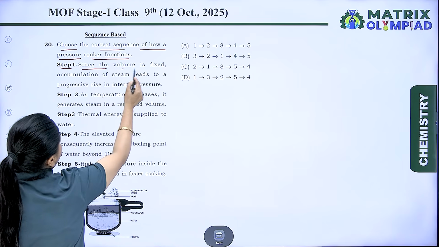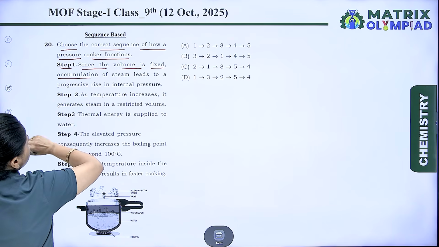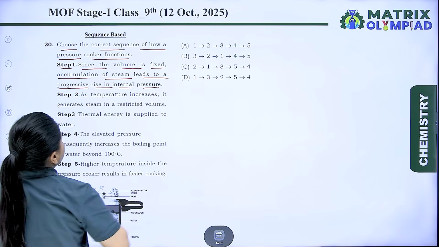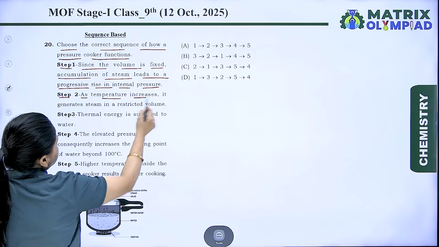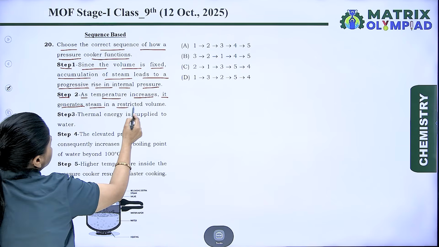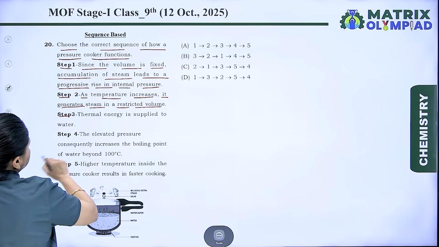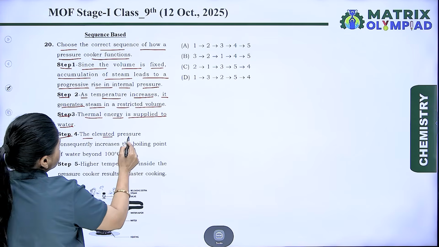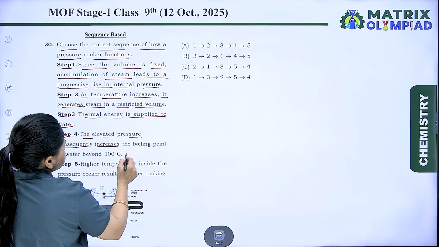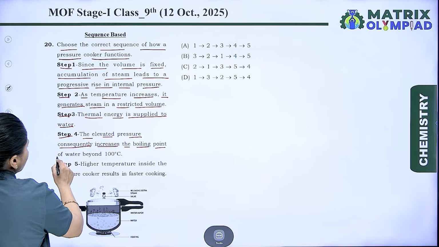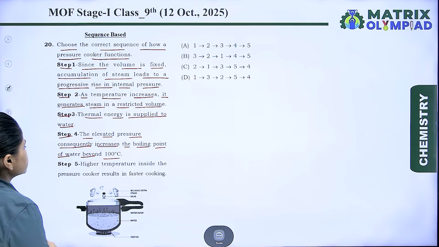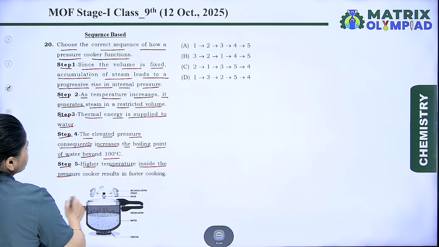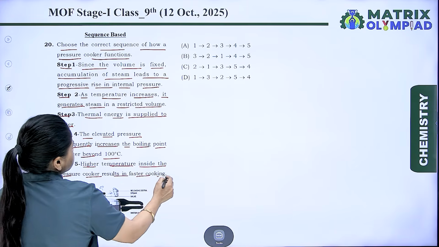Step 1. Since the volume is fixed, accumulation of steam leads to a progressive rise in internal pressure. Step 2. As temperature increases, it generates steam in a restricted volume. Step 3. Thermal energy is supplied to water. Step 4. The elevated pressure consequently increases the boiling point of water beyond 100 degrees Celsius. Step 5. Higher temperature inside the pressure cooker results in faster cooking.